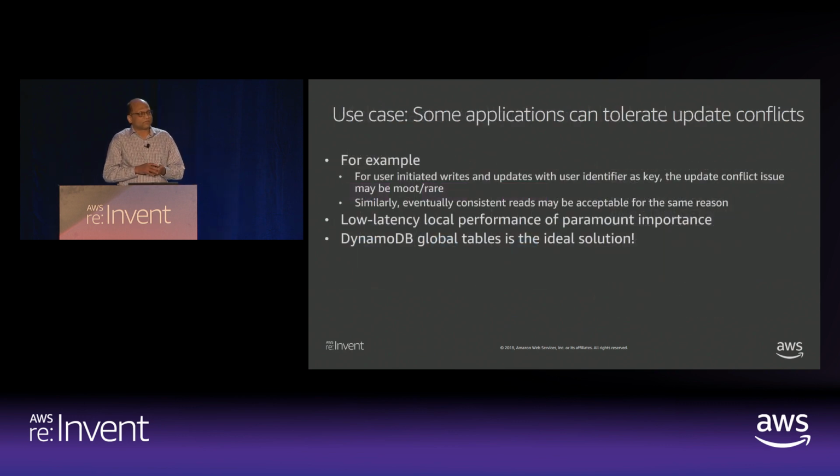Now, there are some applications that can tolerate these eventually consistent reads or the update conflict resolution policy. Take, for example, user profile data that can only be updated by a user, and the users are predominantly local. Secondly, there are global applications that do read-only transactions and require low latency performance. For such use cases, the global table solution is ideal. And we are going to talk about just such an application in this customer case study.